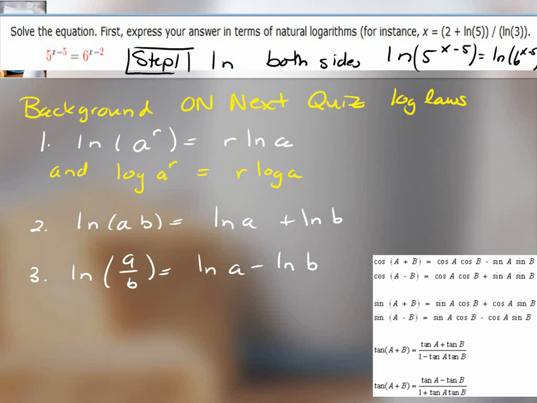So step 1 is to ln both sides of that equation. Again, like before, you're after the exponent, so you want to get it out of there. So take an ln of both sides of that equation. And then you apply rule 1. So those powers come out in front. It's the r. So in this case, the r up there is x minus 5, and the r on this side is x minus 2. Should be x minus 2.